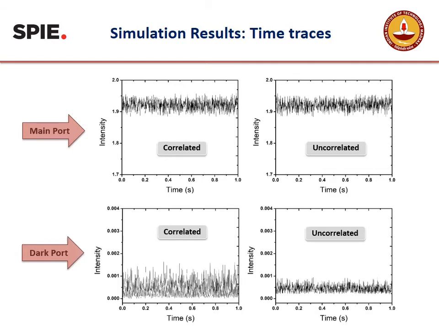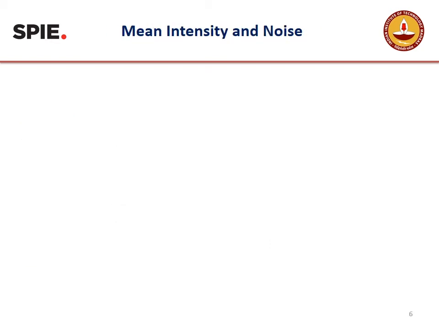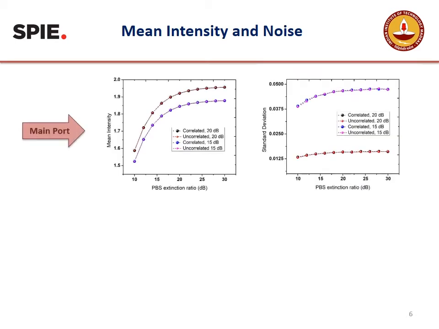The dark port intensity time trace is also simulated for correlated and uncorrelated cases. Here we can see some significant change in the noise when the beams are uncorrelated. We have plotted the mean intensity and standard deviation of the output for both main port and dark port. We have plotted the mean intensity for different values of PBS extinction ratios and two different values of beam polarization extinction. Also we have plotted this for correlated and uncorrelated cases for comparison.